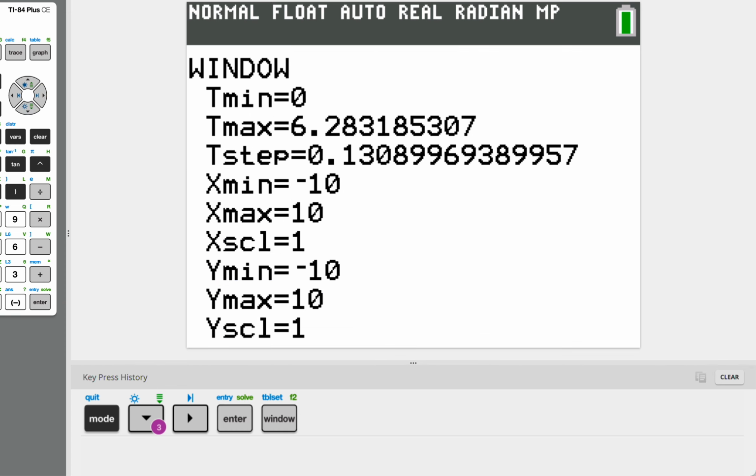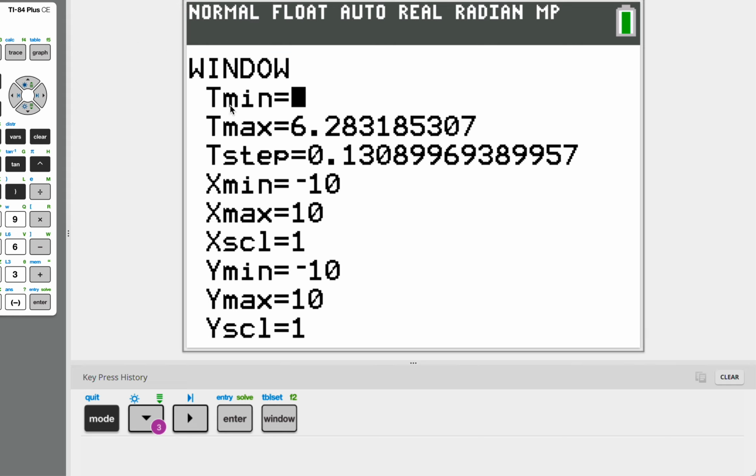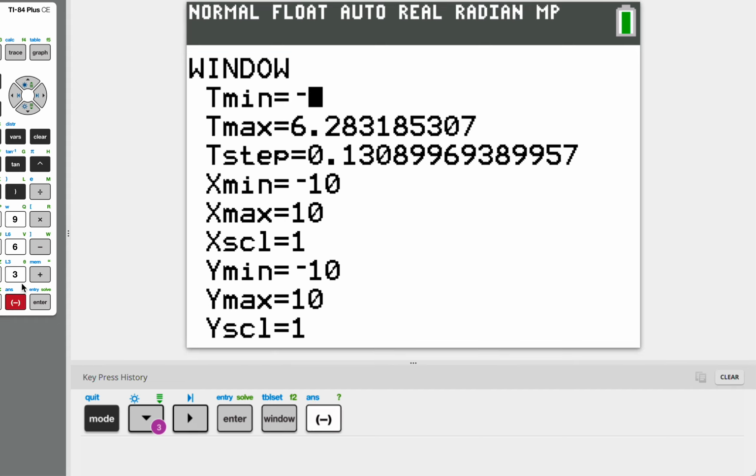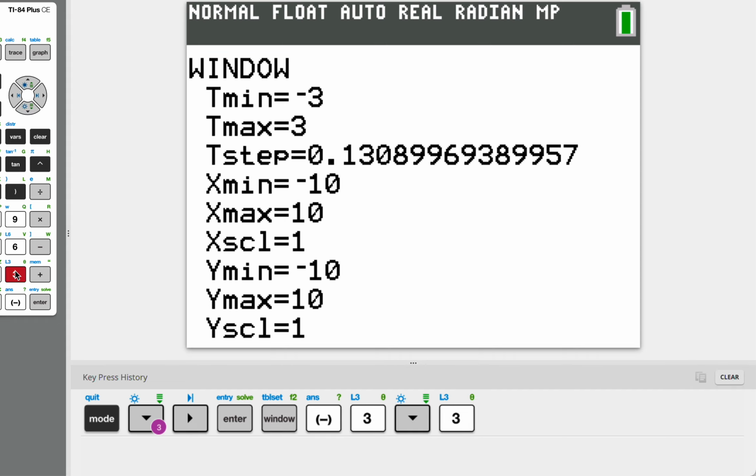Then we're going to go to window, and usually I like to include some negative values of t unless it specifically says you're not supposed to. Remember how these curves are created. We're picking different t values, plugging into the parametric equations to get our x's and y's. So I'm going to randomly just pick negative 3. That seems to work well. And then t max is 3. And then x min, x max, I'm keeping it negative 10, 10, y min, y max, negative 10, 10. Hit graph.